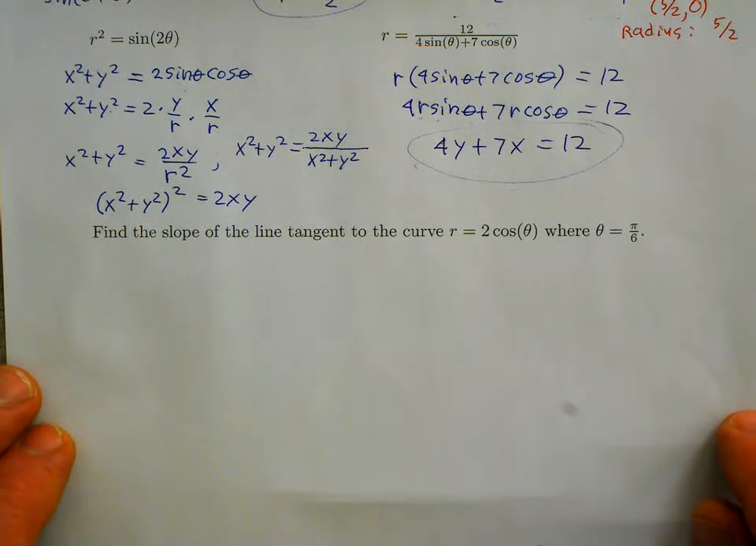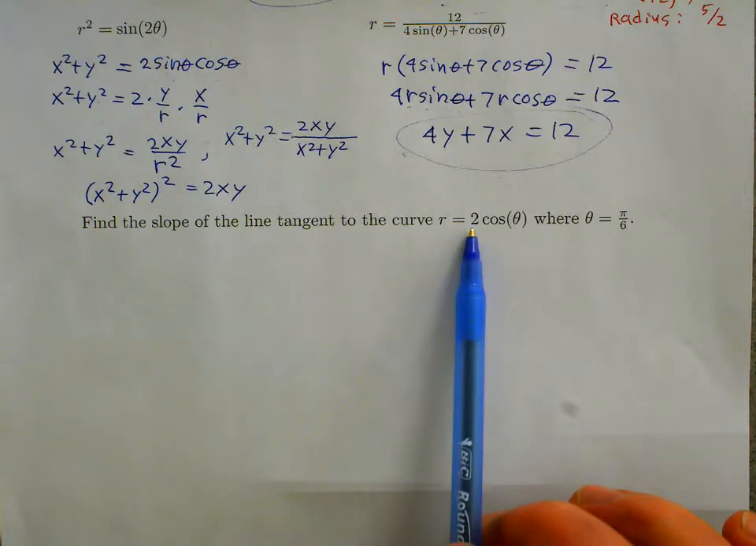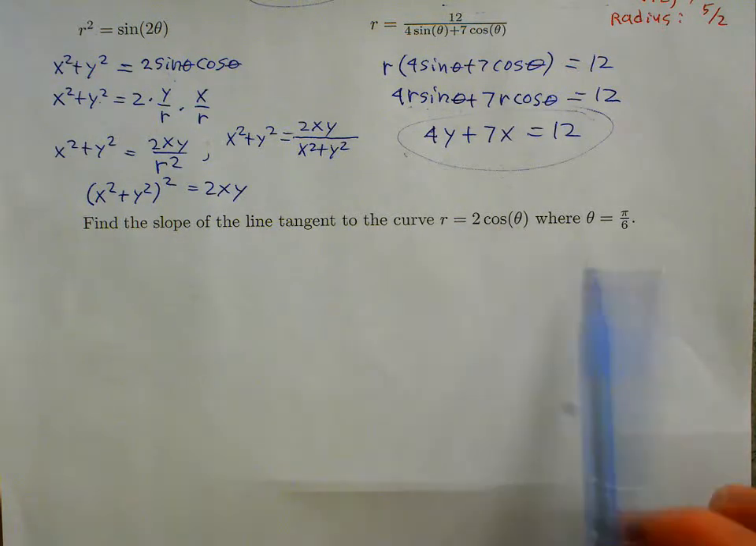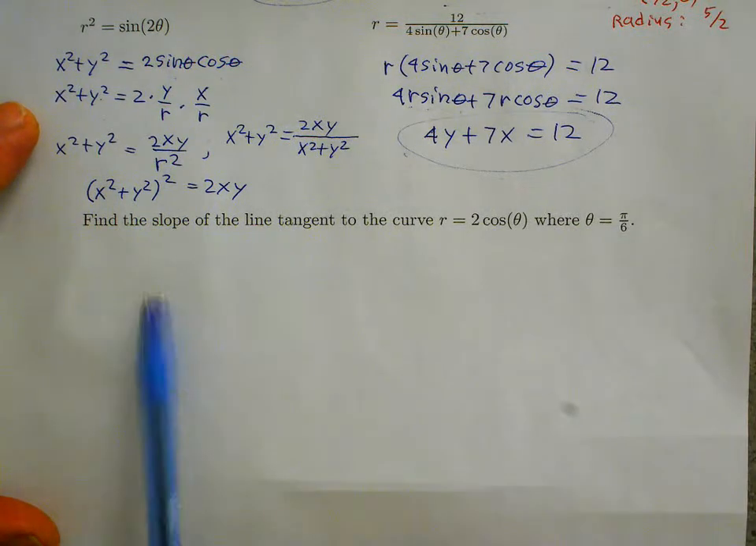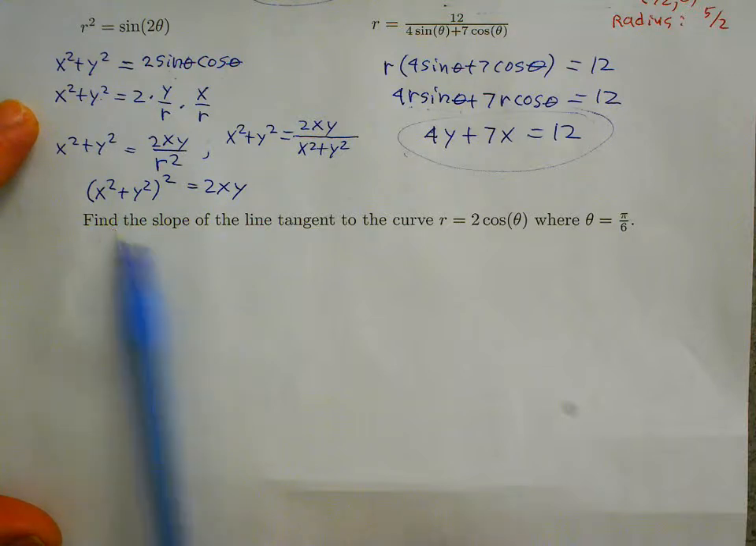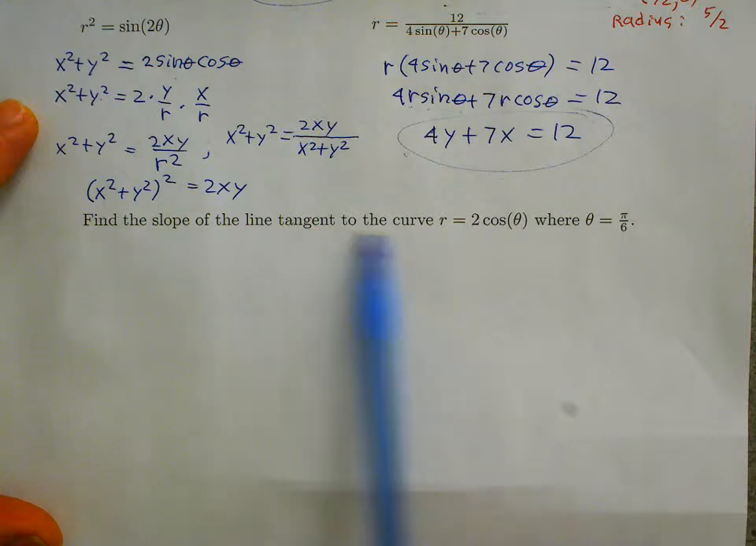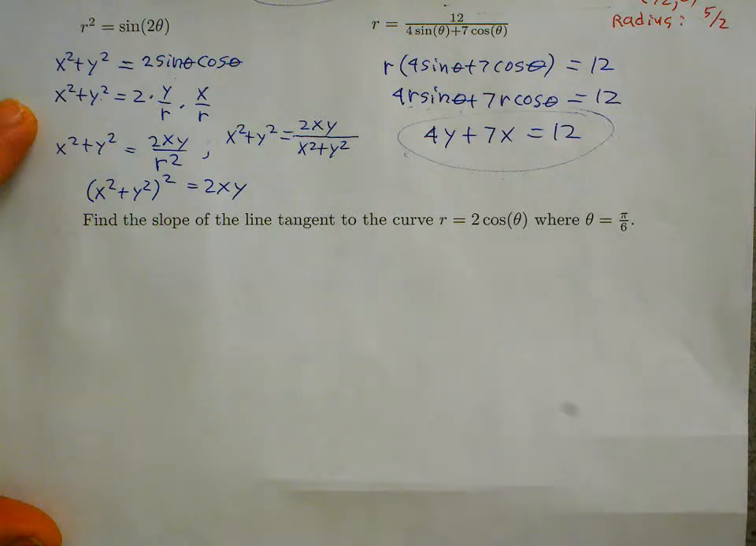Let's do a little bit of calculus. Find the slope of the line tangent to the curve r equals 2 times cosine of theta, where theta equals pi over 6.